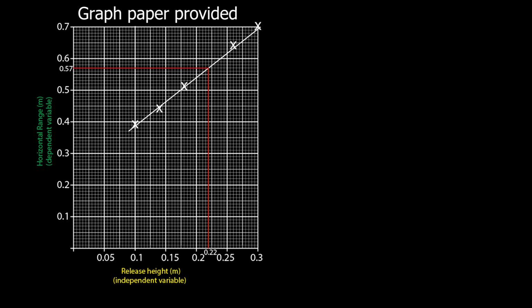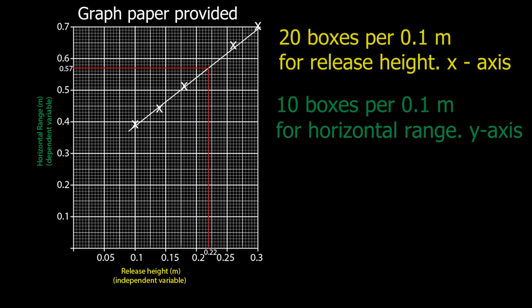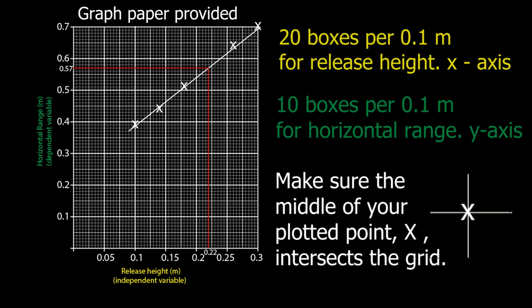Now when we've done that, we decide what our scale should be. Now with this graph paper here, I've decided the best graph, the graph that takes up most of the paper and is easiest to draw, will occupy 20 boxes for 1/10 of a meter on the horizontal axis and 10 boxes for 1/10 of a meter on the vertical axis. We then plot our points as carefully as possible, taking our time. Then when we've done that, we find out what the horizontal range would be for a release height of 22 centimeters or 0.22.